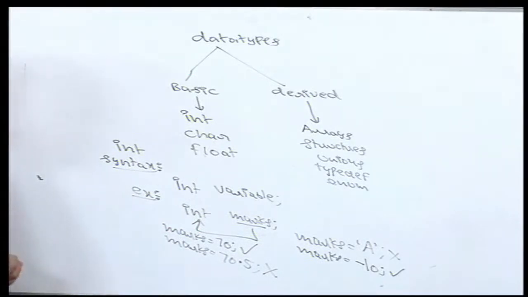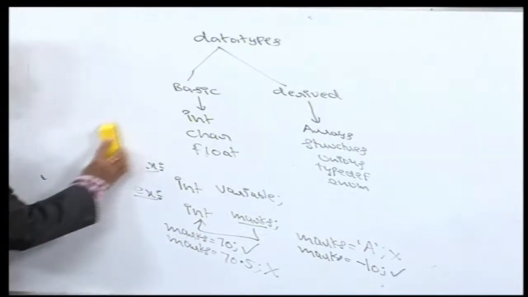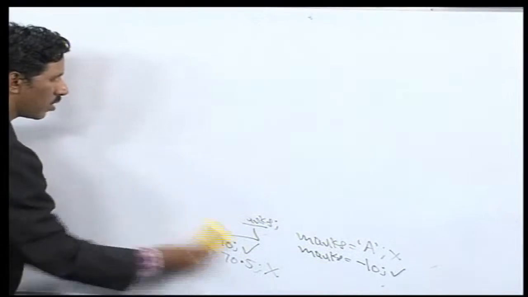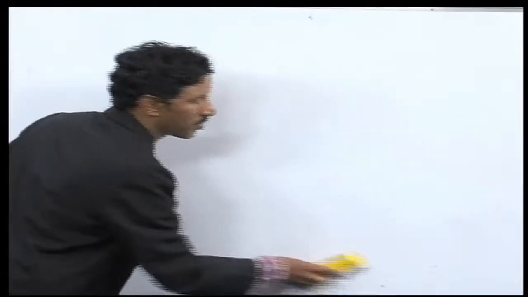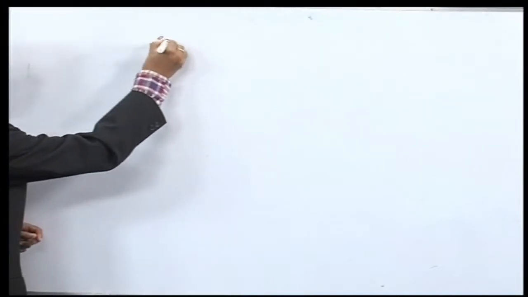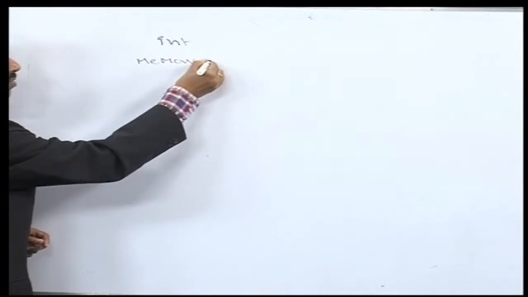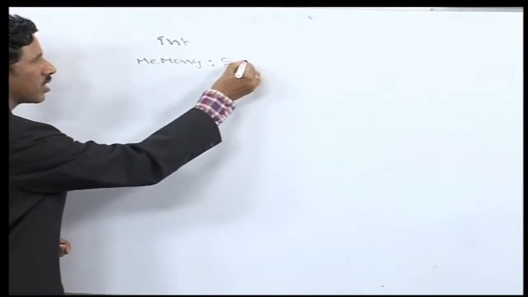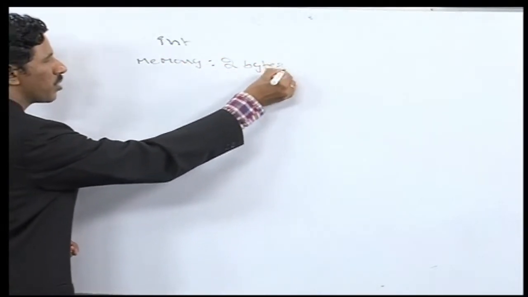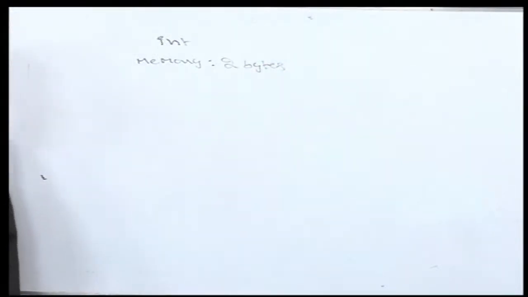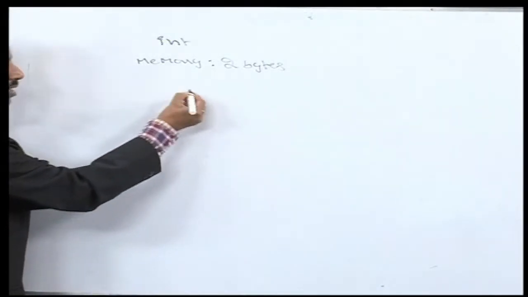Now, for every integer, how much memory is created? You see how much memory is created for an integer. Whenever you define an integer data type, how much memory is created for this integer? Int, how much memory occupation? What is the memory occupation of an integer? 2 bytes. 2 bytes of memory are occupied. 1 byte equals 8 bits, so 2 bytes, 16 bits, will be stored. Every integer variable takes 16 bits.